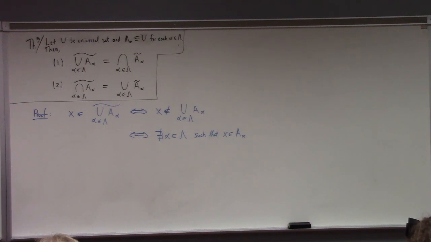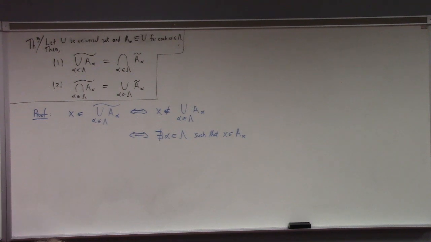Does that make sense to you guys? If there was an alpha for which x was an element of A sub alpha, then it would be in the union, by definition of union. So to say that it's not in the union is to say that there does not exist even one index for which x is contained within the set indexed by that index, which is what I've written.